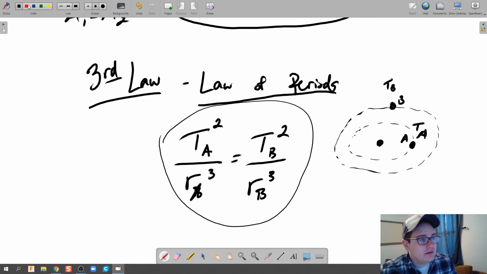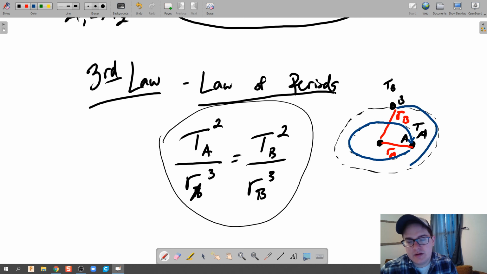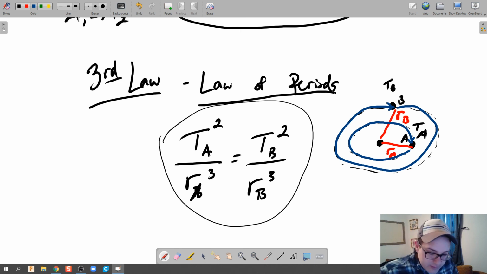Now, let's elaborate just a little more using some color. This would be the radius of A. This would be the radius of B. And this would be the orbital path of A. And then this would be the orbital path of B. Alrighty guys, I believe that's going to be it as far as Kepler's laws.